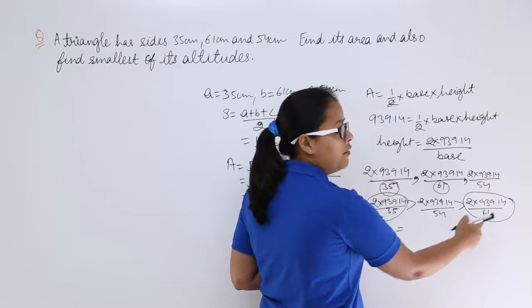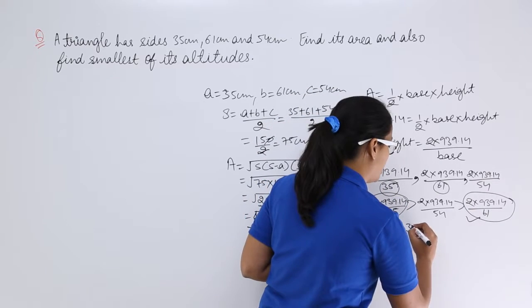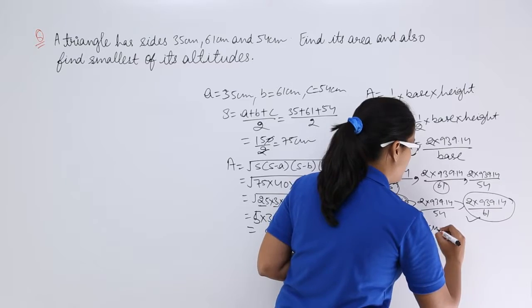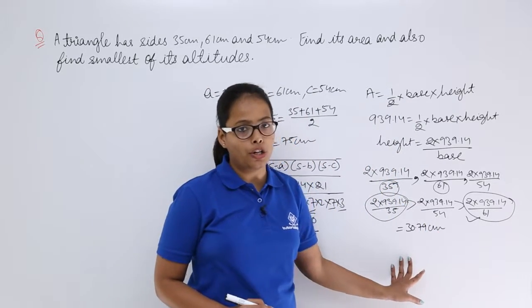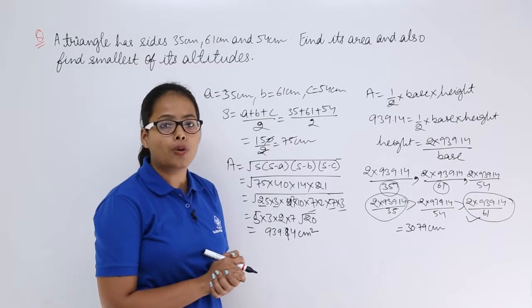After evaluating the value for this, what you'll get? You'll get 30.79 centimeter. So this is going to be your smallest altitude. So I hope there should be no doubt in this question.